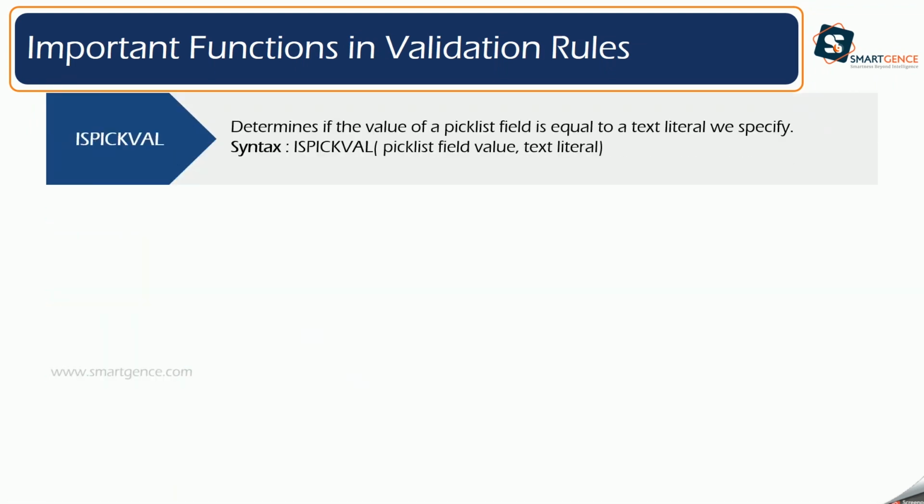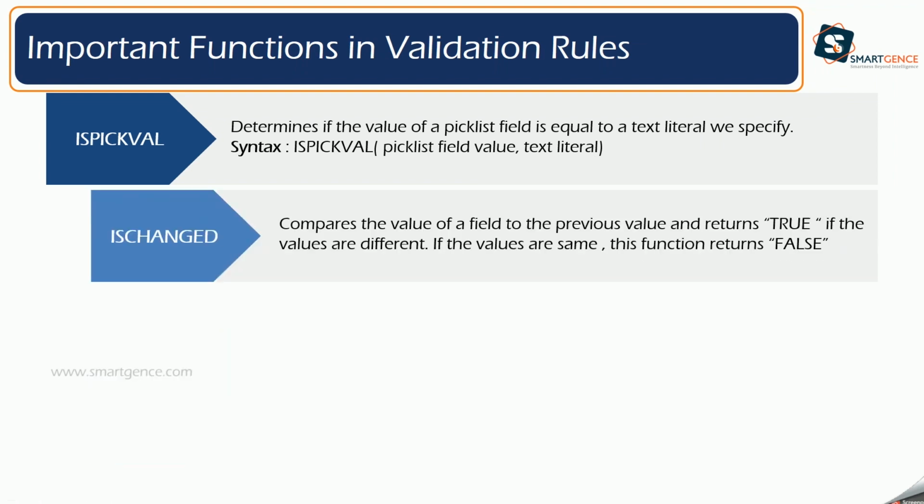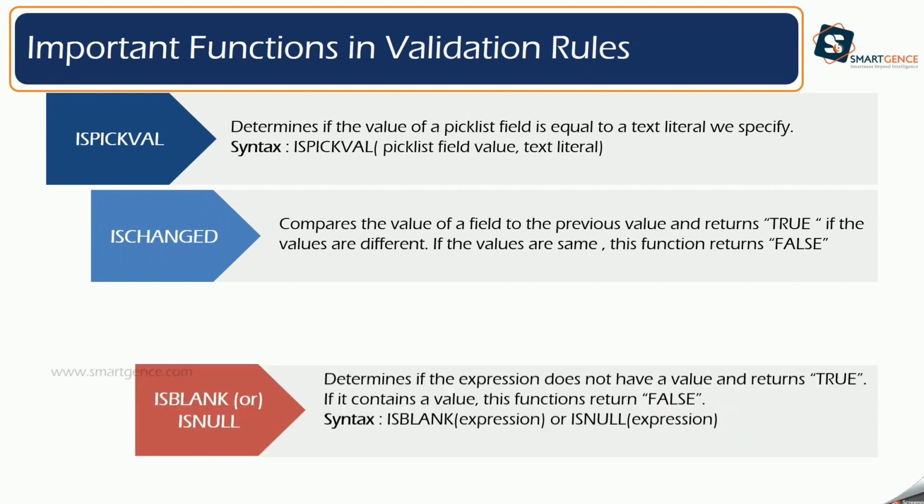Then is ISPICKVAL. This is used on picklist fields. We have the picklist field value, and it checks whether this is equal to the text literal which we provide here. If yes, it will return true. If not, it will return false. Then is ISCHANGED. Again, this checks whether the value of the field has been changed from the previous value. If so, true. If not, false.